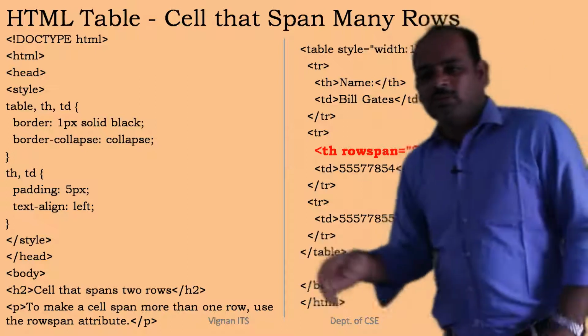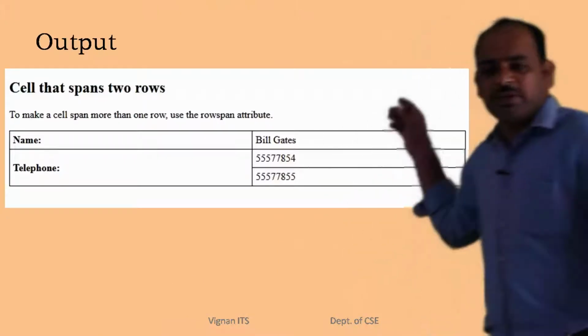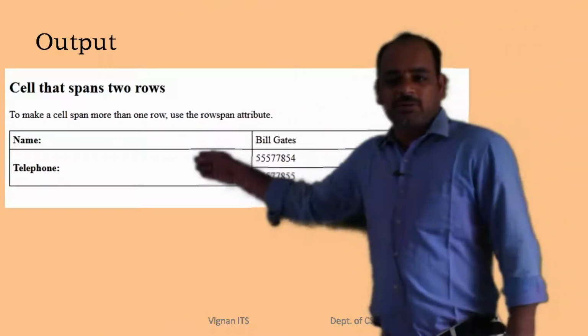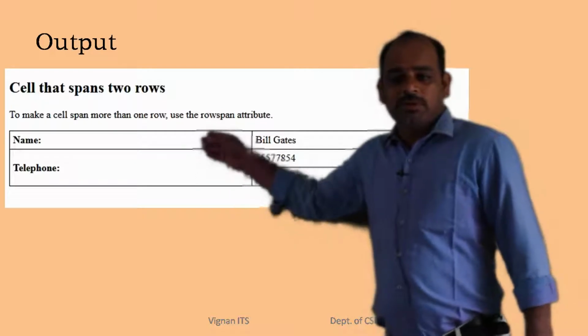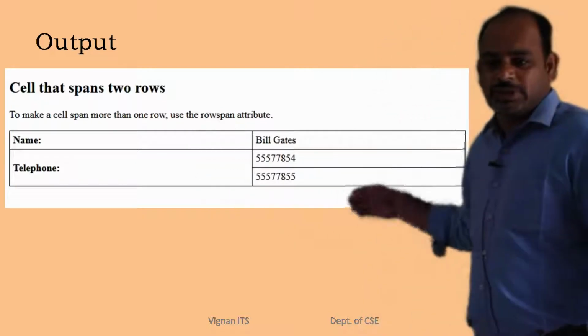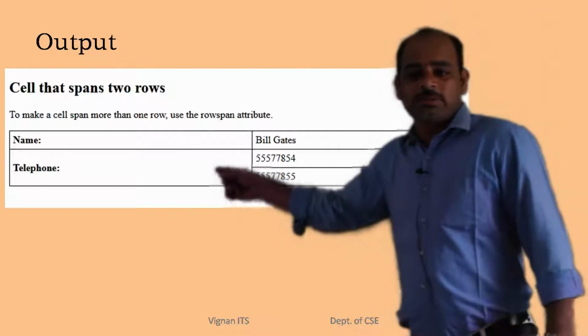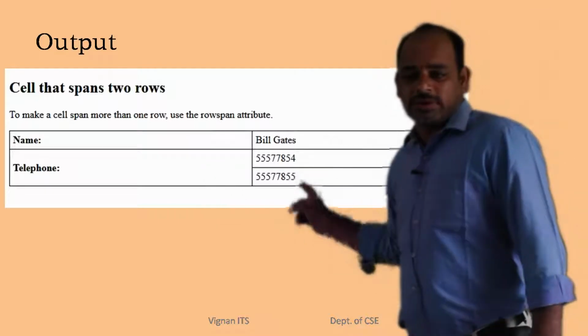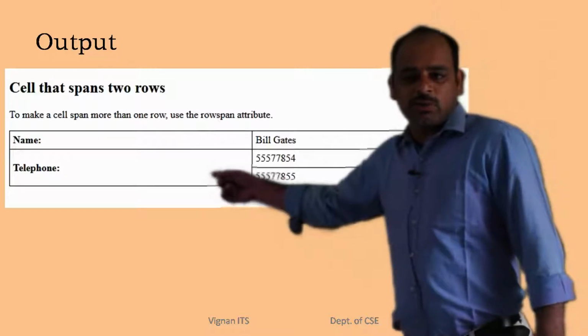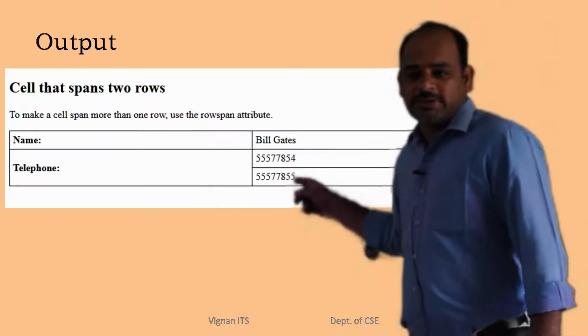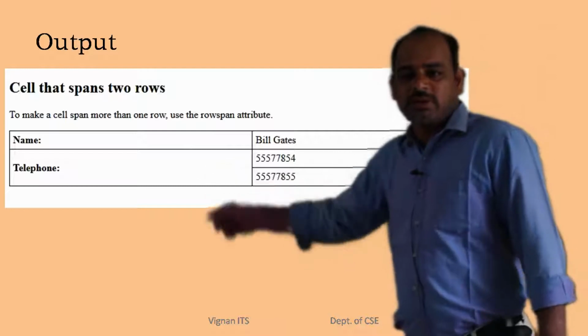So you can see in the output. Now you can see here in the left side column we have only two rows. On the right side we have three rows here. So for this telephone, two rows are spanned. Here one row is spanned across two rows on the right side. So it is just like merging, right?